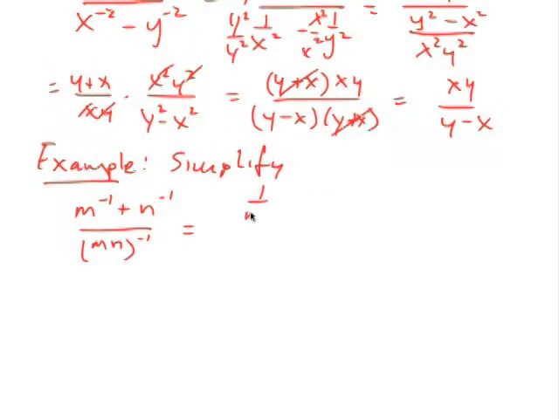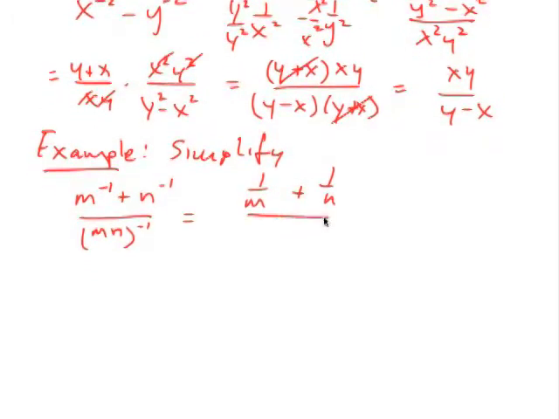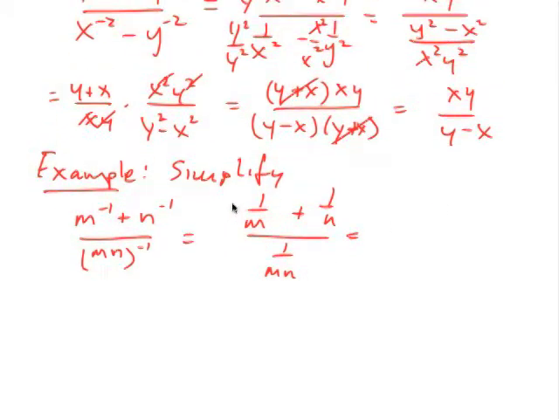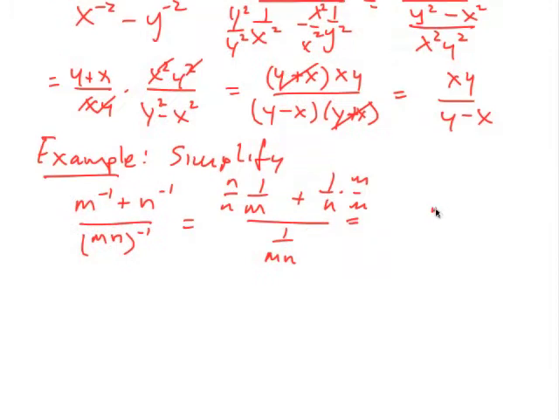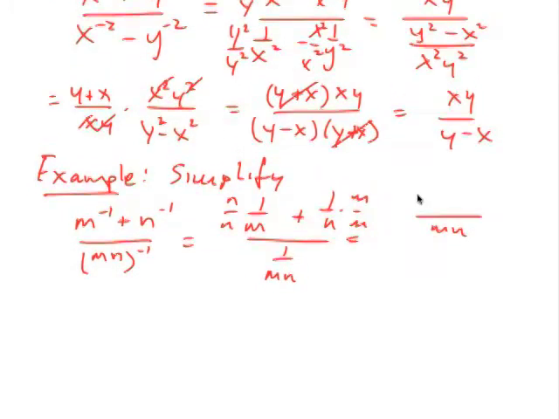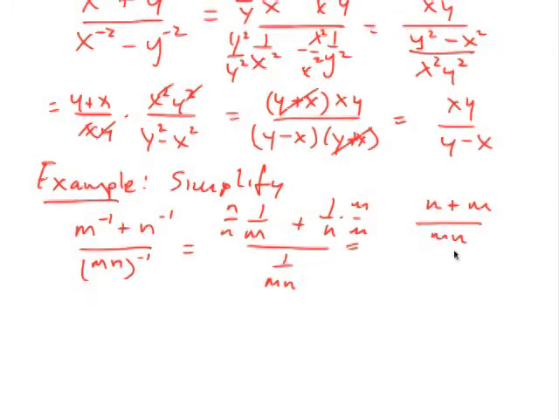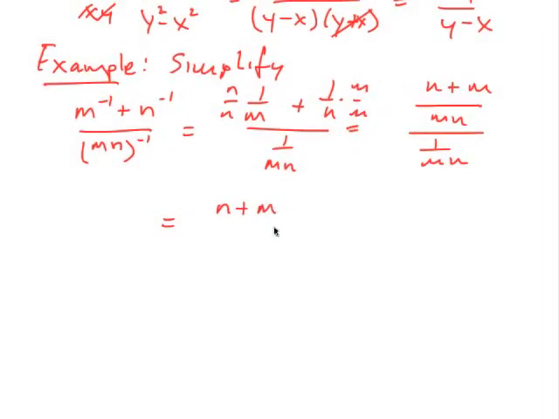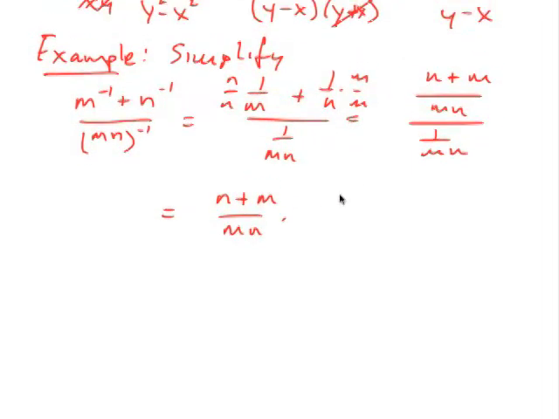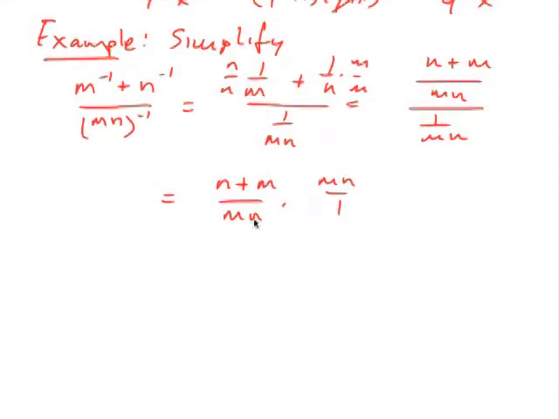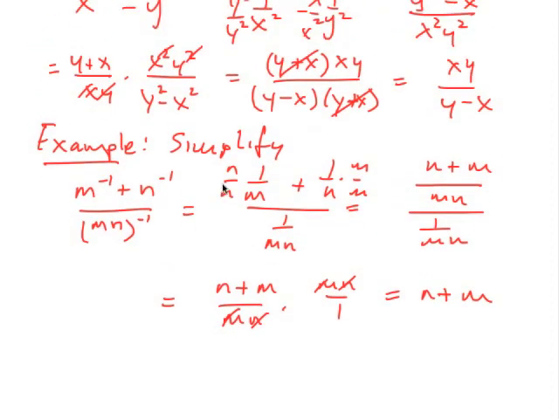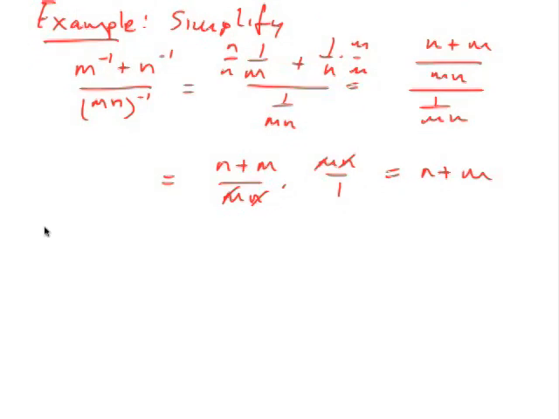Right, so again we change it to positive exponents. Now this case is going to be 1 over mn. So this will become, now of course we need an n here, and an n here, and an m here, and an m here. So I can have an mn over n plus m over 1 over mn. So this becomes n plus m over mn times mn over 1, invert and multiply, and we're left with n plus m. Okay, alright, so that's how we deal with complex fractions.